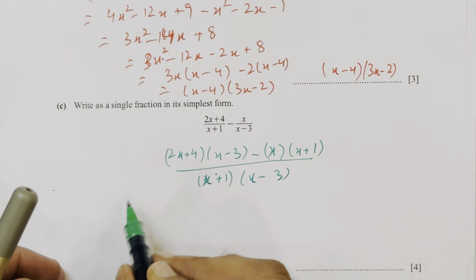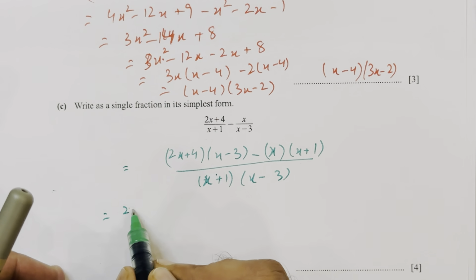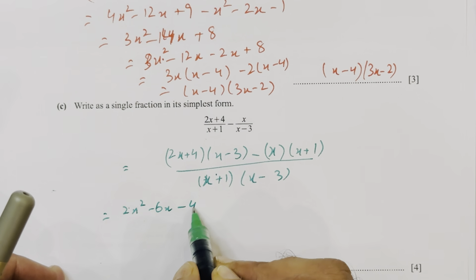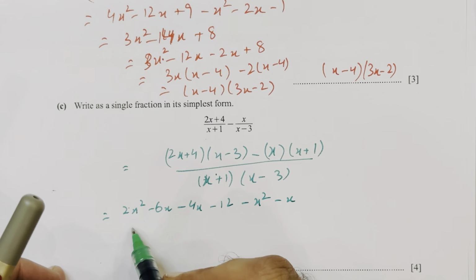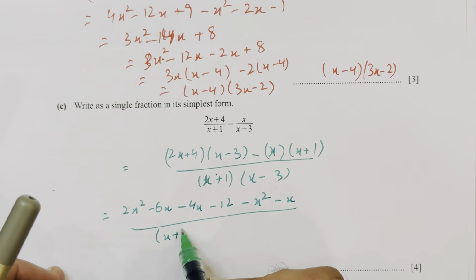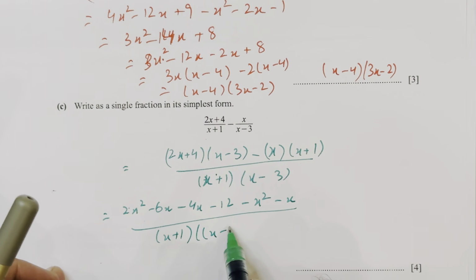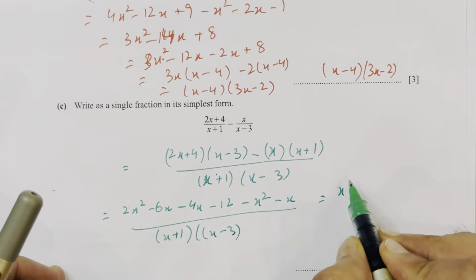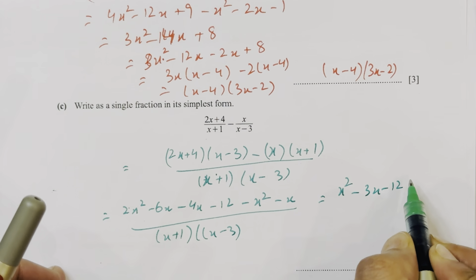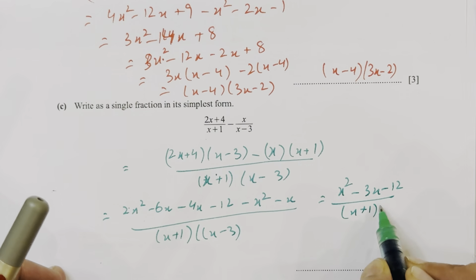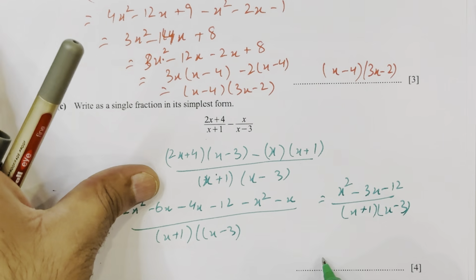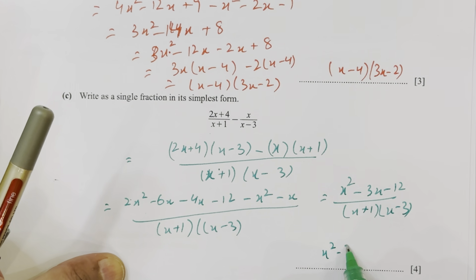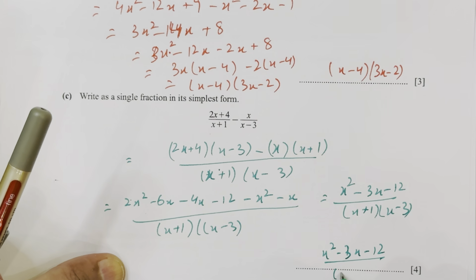After solving it, we get the value as 2x square minus 6x plus 4x minus 12, and it would be equal to minus x square and minus x, and you get the value x plus 1 and x minus 3. So it would be x square minus 3x minus 12 over x plus 1, x minus 3. So this is how we get the single fraction. So final answer will be x square minus 3x minus 12 over x plus 1 into x minus 3.